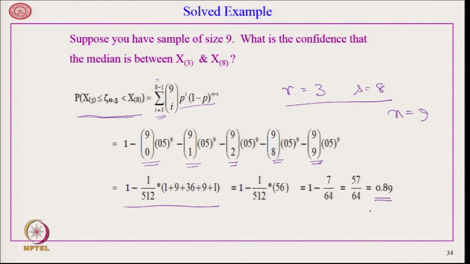0.89. Therefore, the confidence that if you choose any random sample of size 9, the median of the population will lie between the third and 8th order statistic is 0.89, that is nearly a 90% confidence interval. So, this is the basics of point and interval estimation, and this is the very simple kind of problem that we will be dealing with for non-parametric tests.